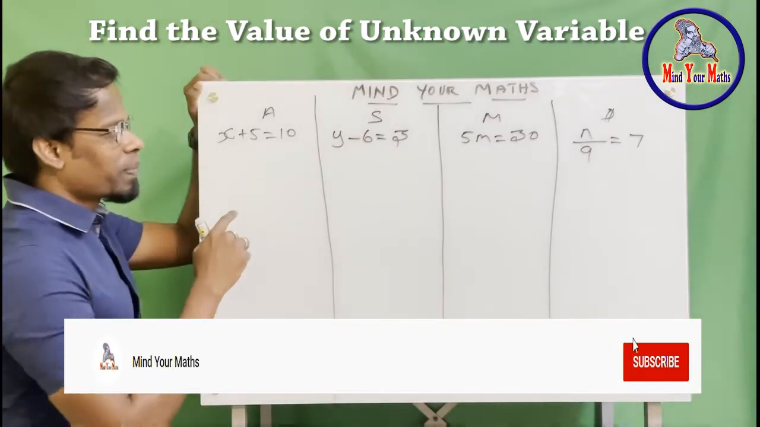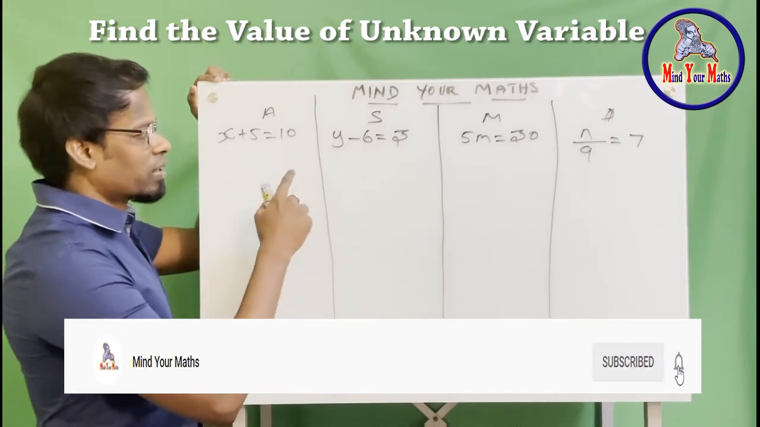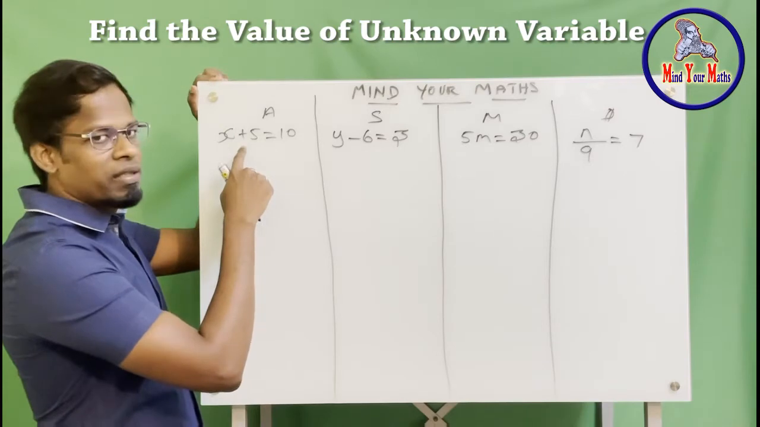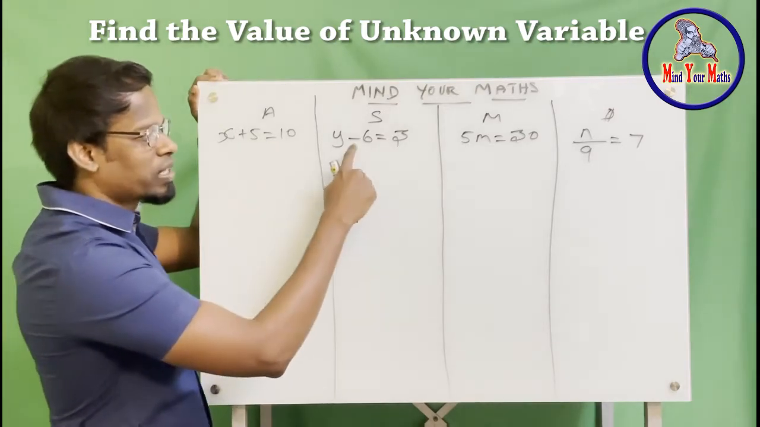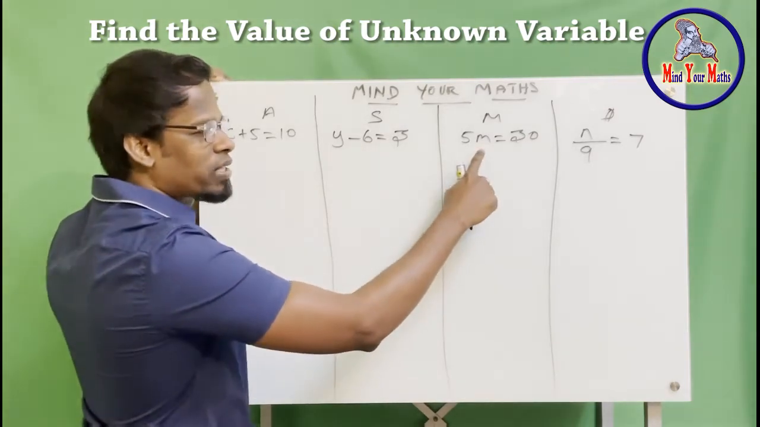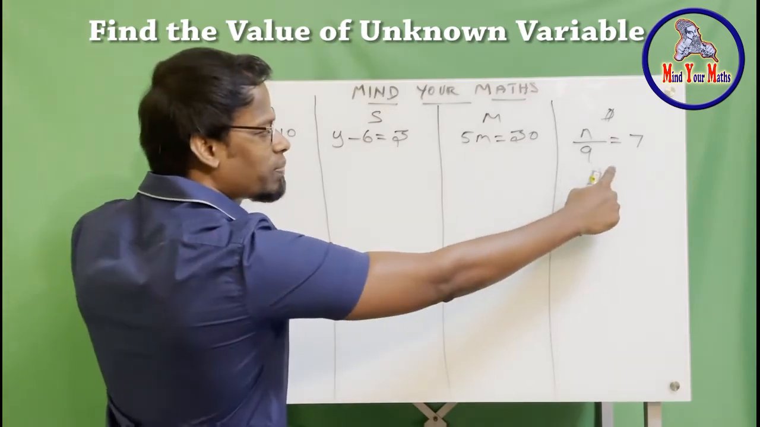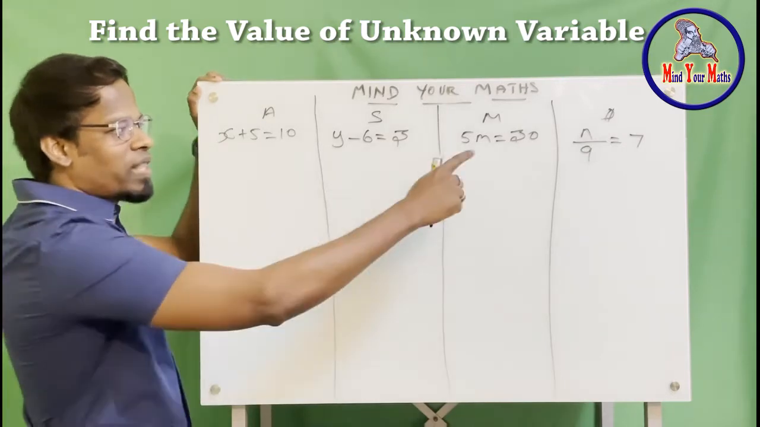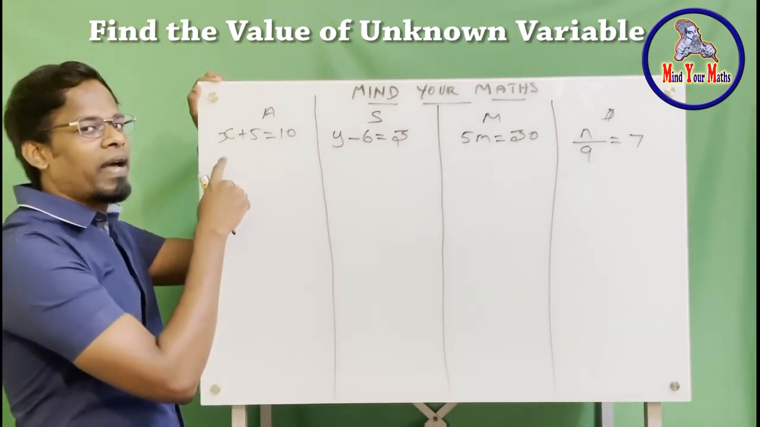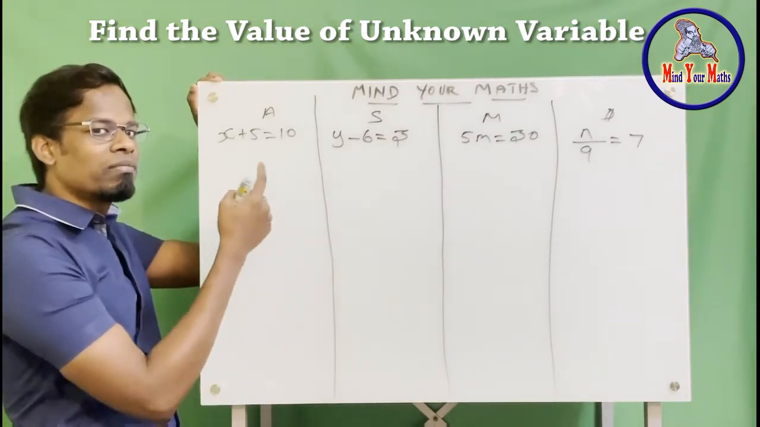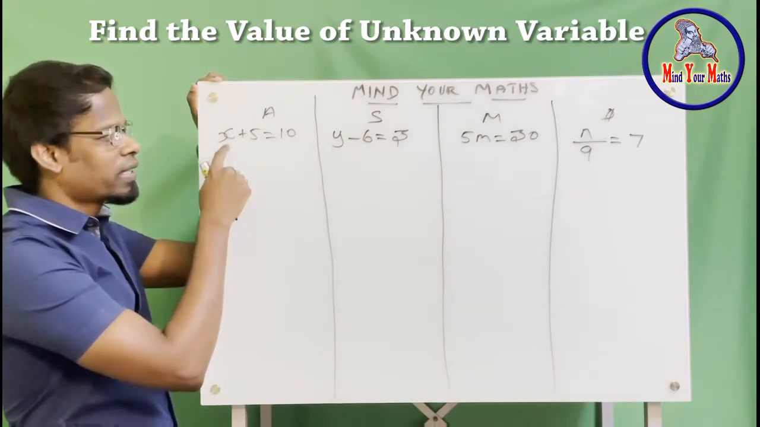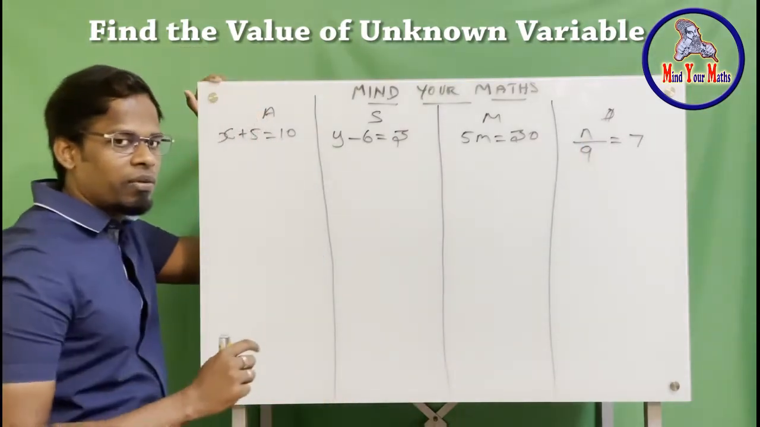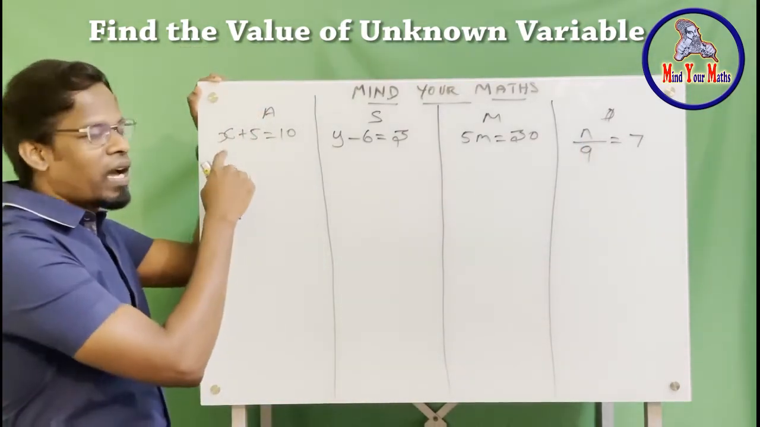Now if you see, I have written 4 equations, and they are 4 different operations, right? This one is based on addition, this one is based on subtraction, this one is based on multiplication, and this one is based on division, right? Now in all of them you have an unknown variable or unknown value, which is x here, y here, m here, and n here, right? Now we need to find the unknown.